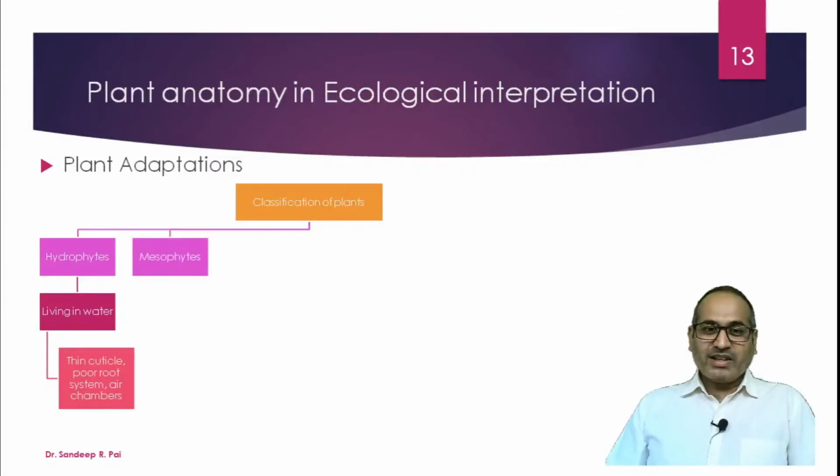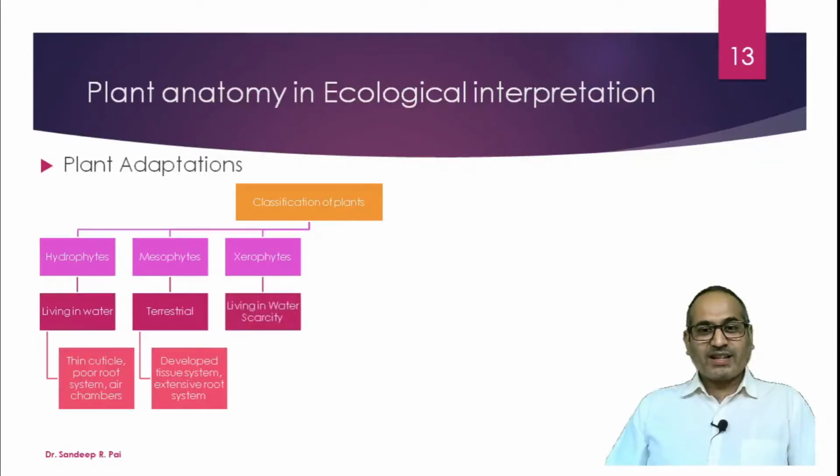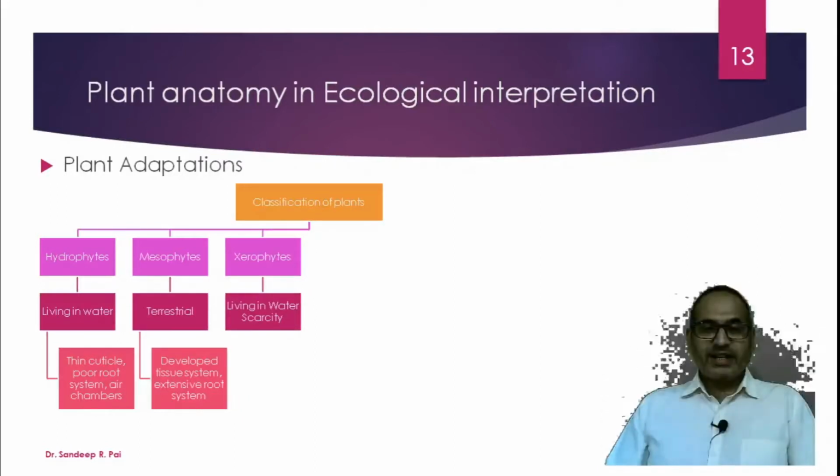Similarly, there are some plants which are categorized as mesophytes. These are normal terrestrial plants. And what are the characters of terrestrial plants? They have a well developed tissue system and an extensive root system, and to identify this, you are supposed to take a section. Similarly, we move on to the other part, which is xerophytes. What do you understand by xerophytes? Xerophytes are the plants which live in water scarcity areas.